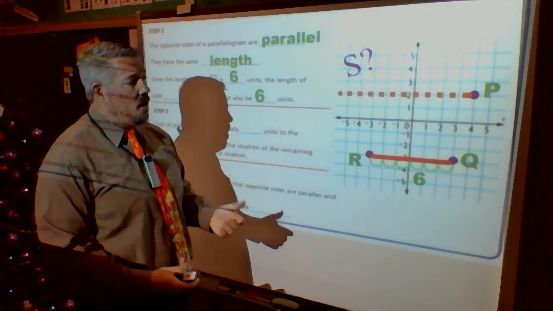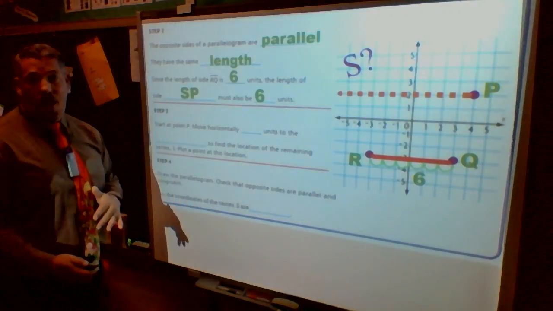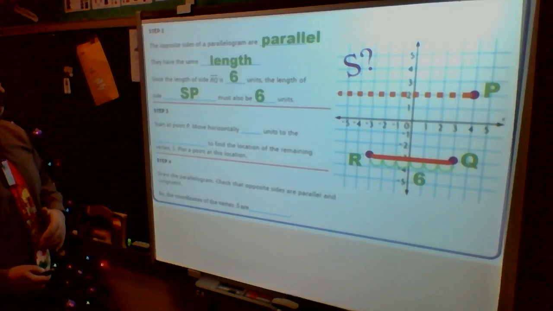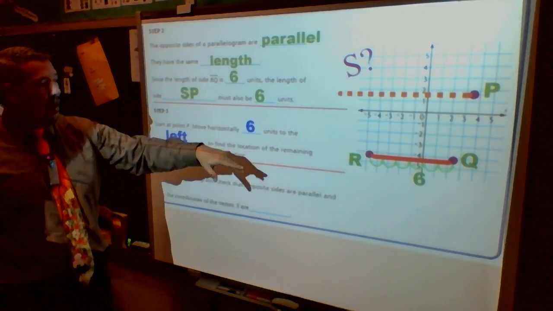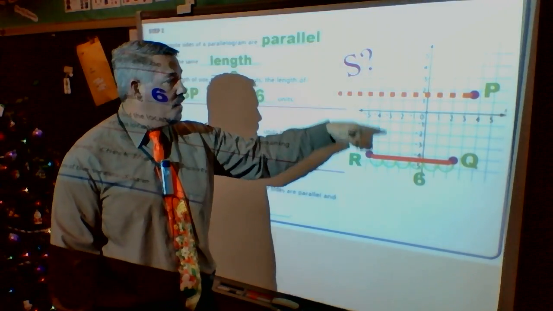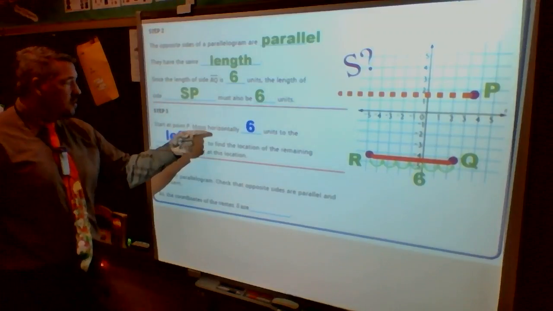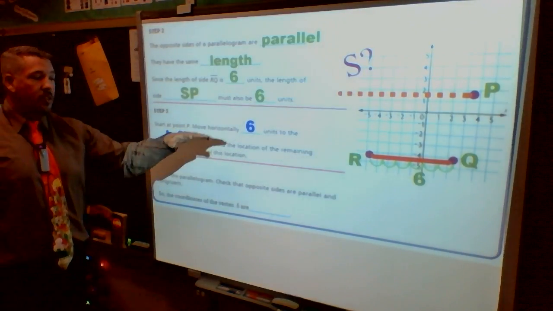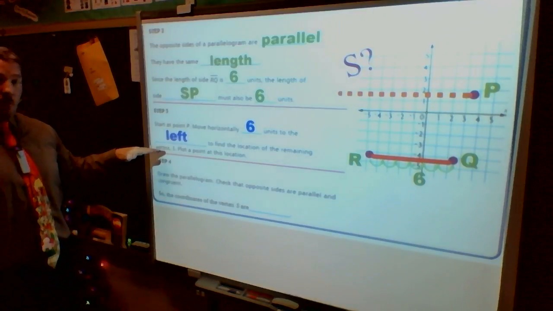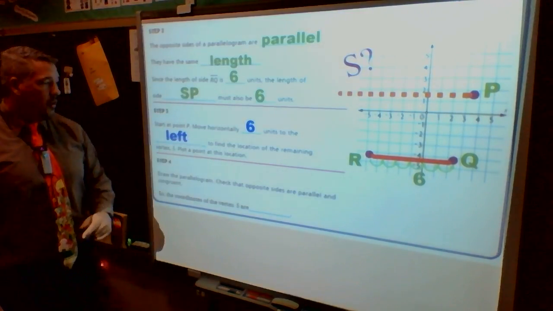It's also going to be an extremely long, elongated parallelogram, and it's not going to be the right one that we want. So I'm going to go to the left. I'm going to go 6 units to the left because I know it has to be the same measurement as this one up here, as this one down here. So I'm going to go horizontally 6 units to the left to find the location of the remaining vertex or point for S. Plot a point at this location.